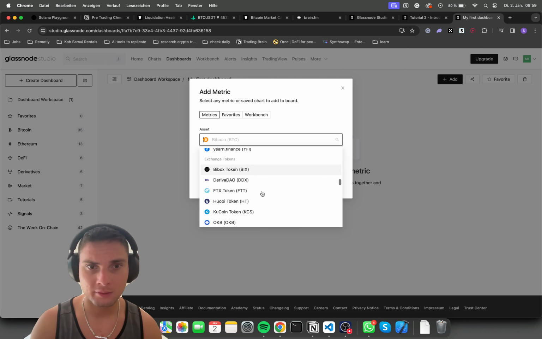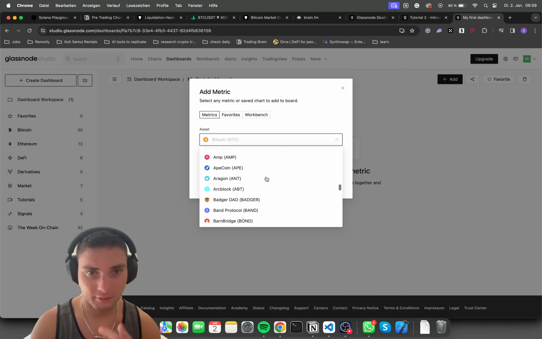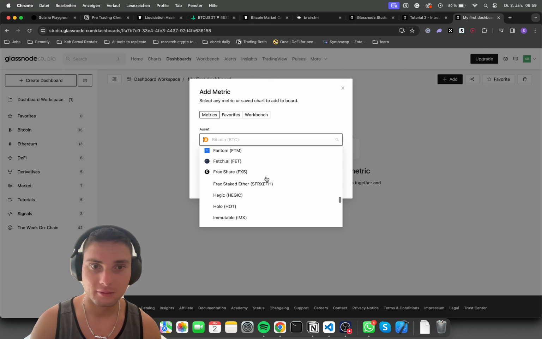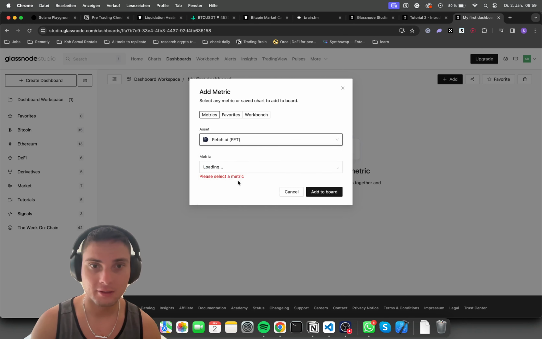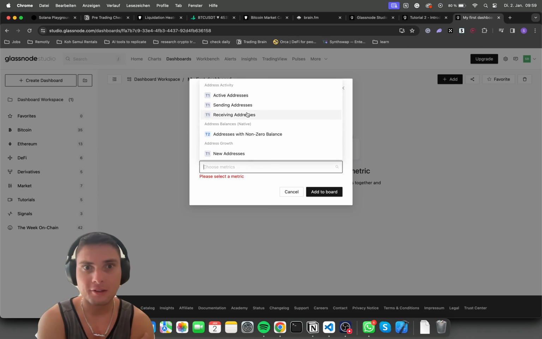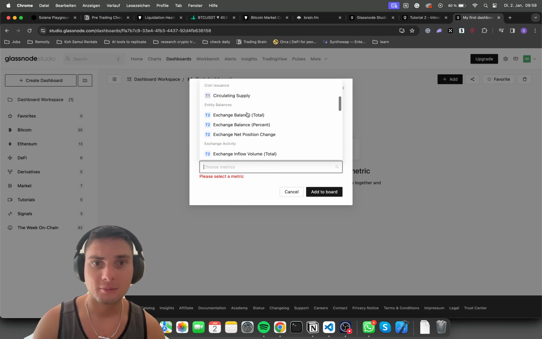Uniswap could be interesting. OKX and they don't have BNB. Okay, we have other ERC20 assets. Okay. Fetch AI. This is something since I'm invested in them. Extending addresses, non-zero balances. Change.